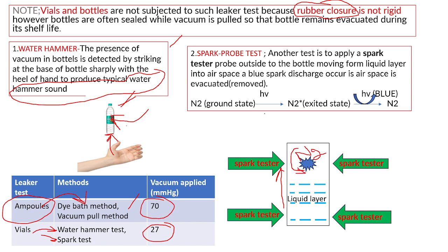See how the blue colored spark is produced. Nitrogen in the ground state will absorb light energy. After absorbing the light energy, the nitrogen gets excited. Once the nitrogen is excited, it needs to come back to the ground state. When the nitrogen comes to the ground state, it releases light energy that is blue in color. So that can be confirmed, meaning the presence of vacuum can be determined by the spark probe test in case of bottles.